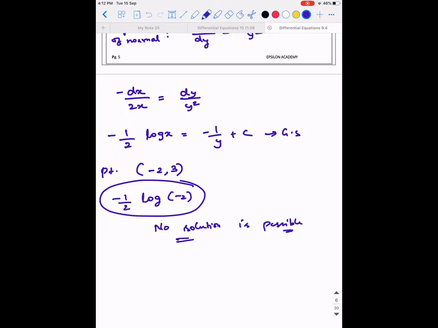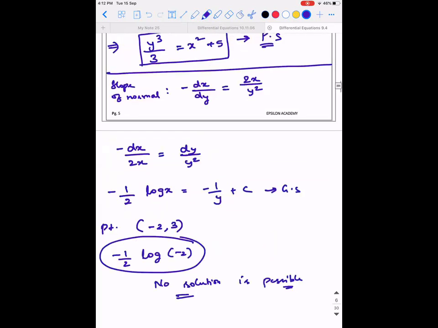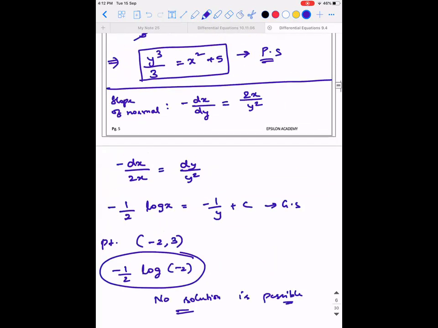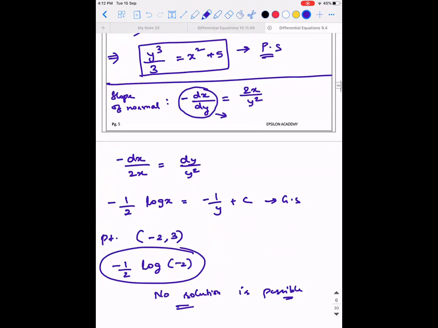But I hope you understood. Whenever a question is given, you need to read it carefully. If they want to twist it, they might say slope of normal or slope of tangent. You need to read it carefully. So this is the main point I wanted to discuss. I'm moving on to the next question.